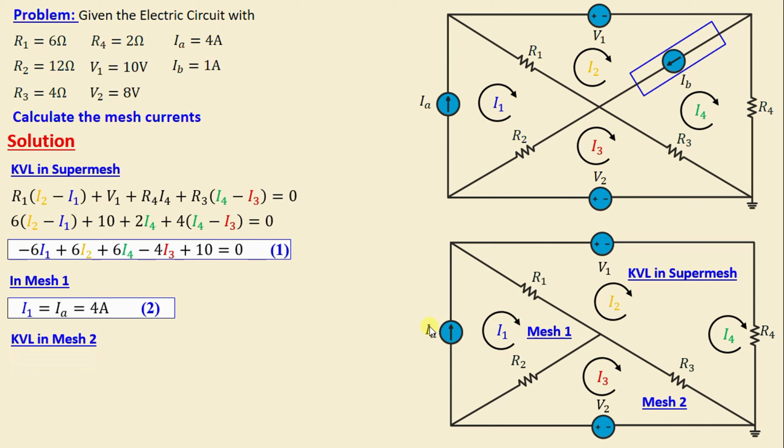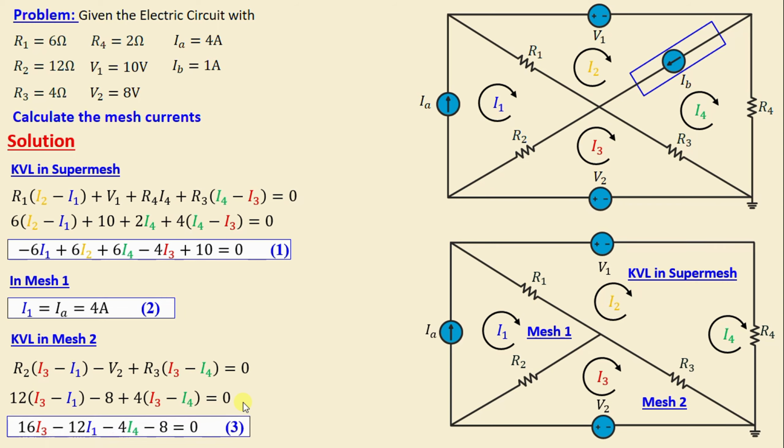By applying KVL in mesh 2, we can write R2(I3 minus I1) plus R3(I3 minus I4) minus V2 is equal to 0. By replacing the resistors and the voltage with their numerical values, we obtain 12(I3 minus I1) minus 8 plus 4(I3 minus I4) is equal to 0. If we continue simplifying this equation, we obtain 16I3 minus 12I1 minus 4I4 minus 8 is equal to 0, and I will call this equation 3.